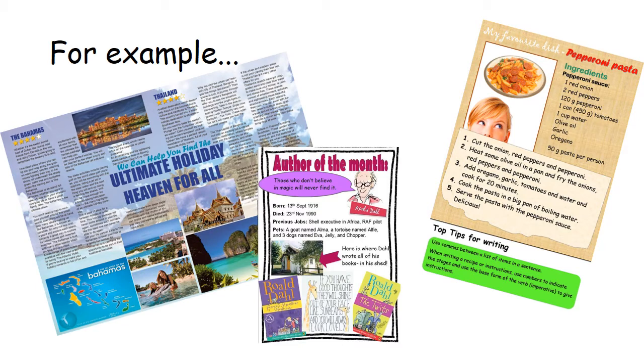Some examples. We have got three different examples here. Can you have a look at them and see what they are? Over on the right hand side here, we have got my favorite dish, pepperoni pasta. Now, what type of information writing is that? It is a recipe, isn't it? It's explaining how to make pepperoni pasta. So that's an explanation again. Well done for that one.